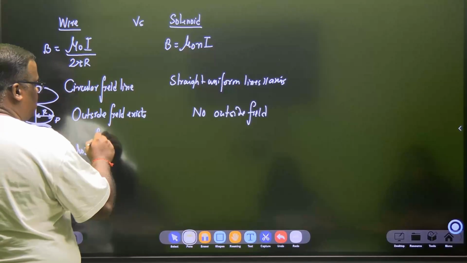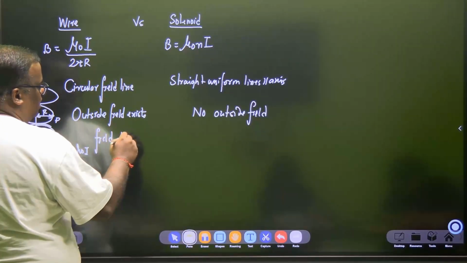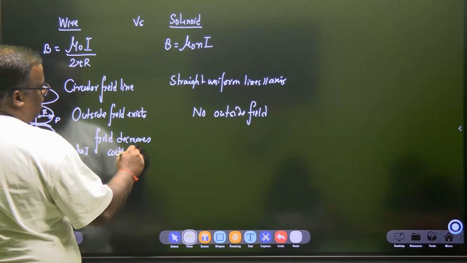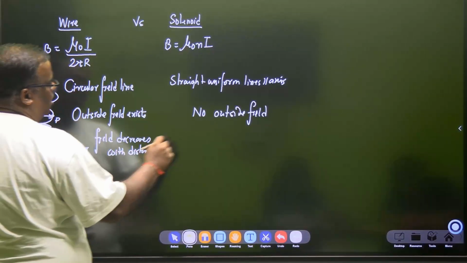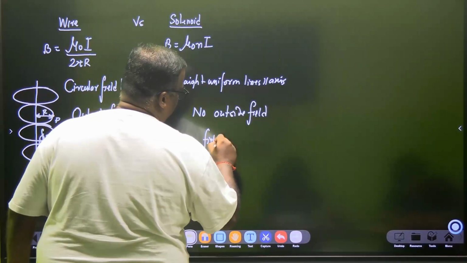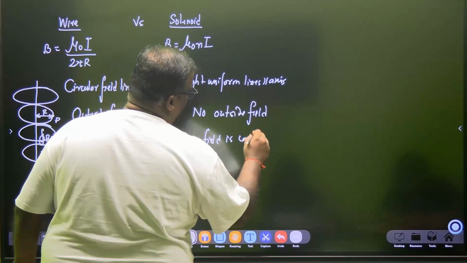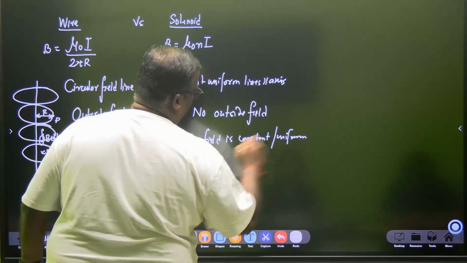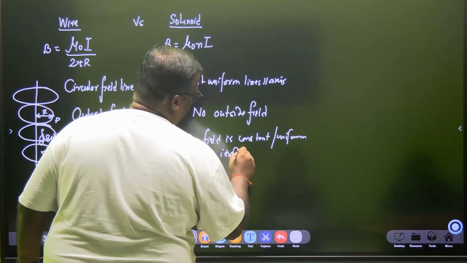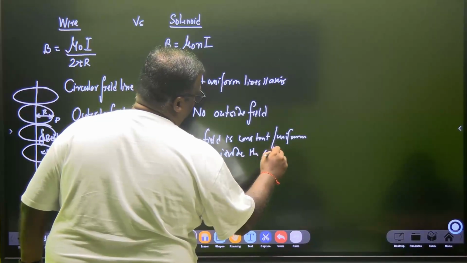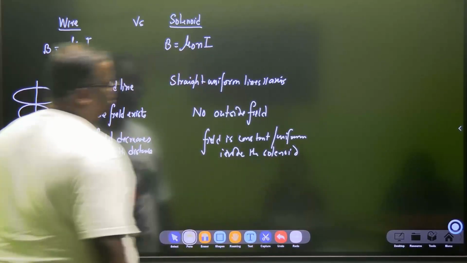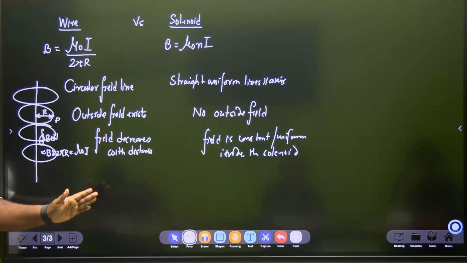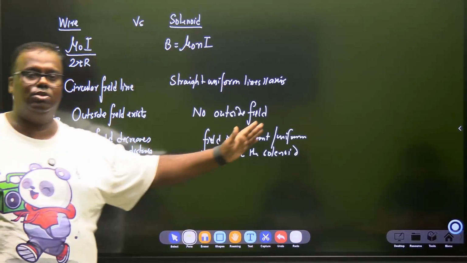Here, next point, the field decreases with distance. Obviously, here the field is constant and uniform inside the solenoid. If you move away, R increases, the field reduces. Here the field is always constant.